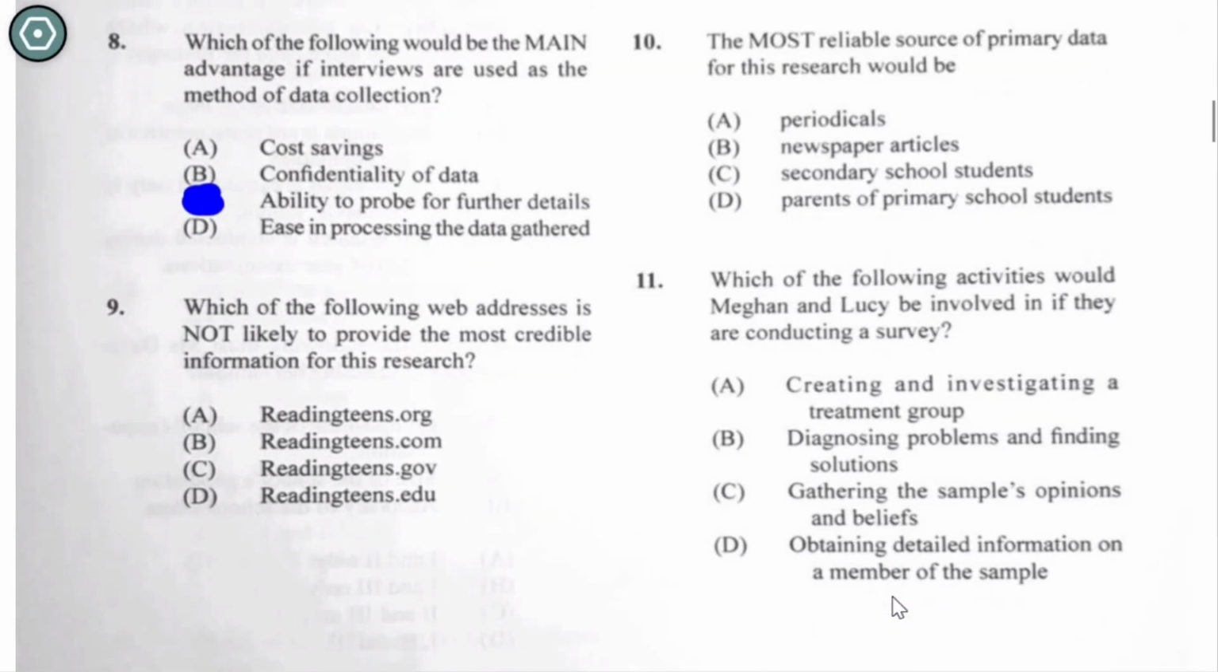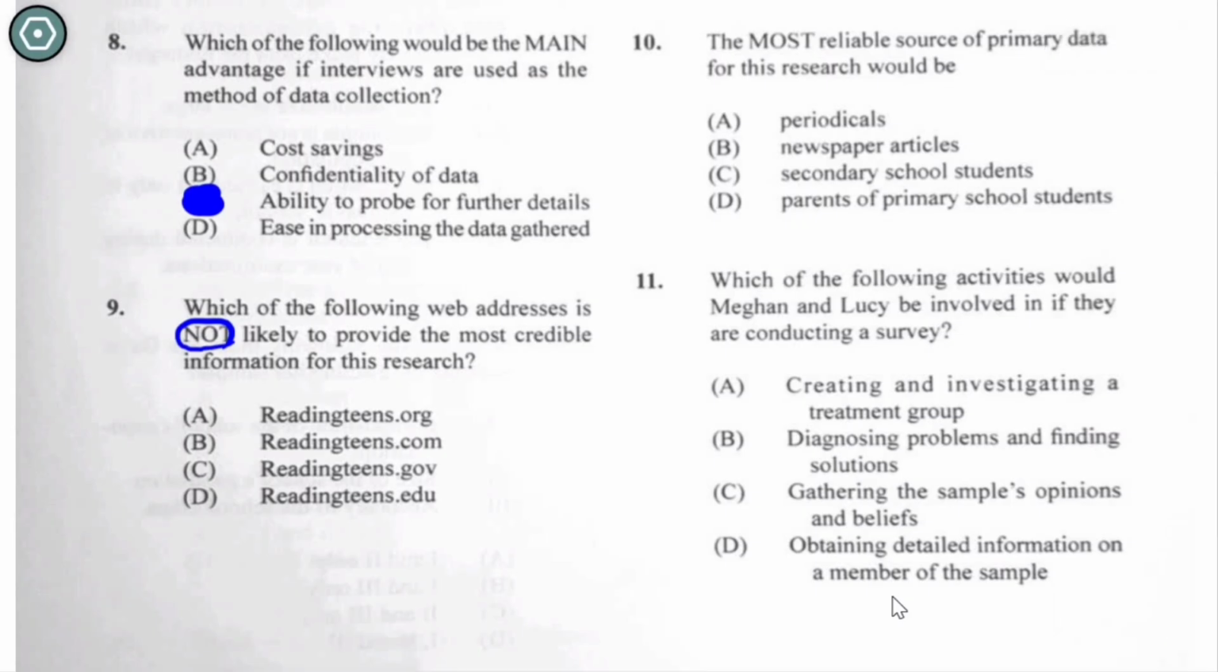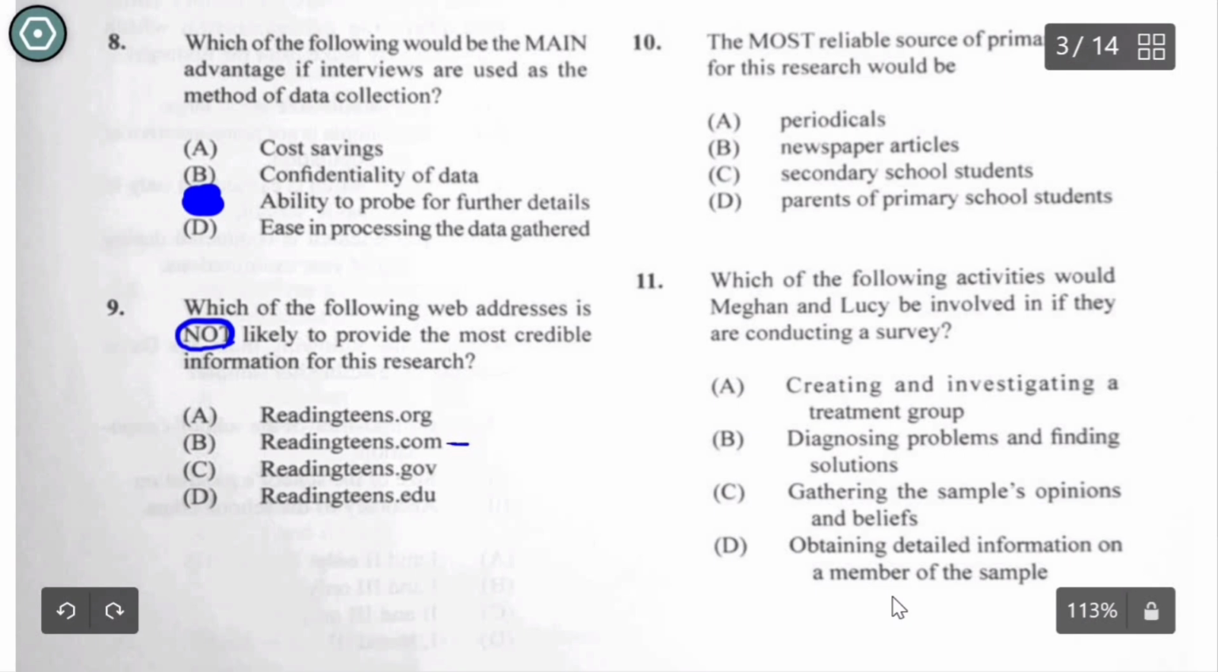So number 9, which of the following web addresses is not likely to provide the most credible information for this research? readingteens.org, readingteens.com, readingteens.gov, readingteens.edu. My God. No, most of you use .com sites, right?